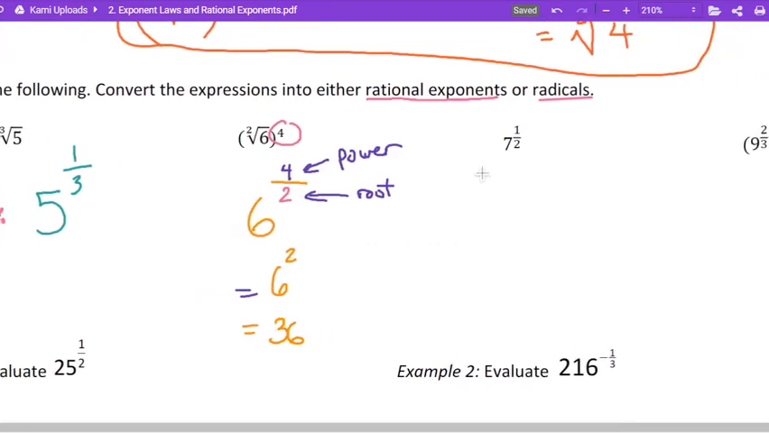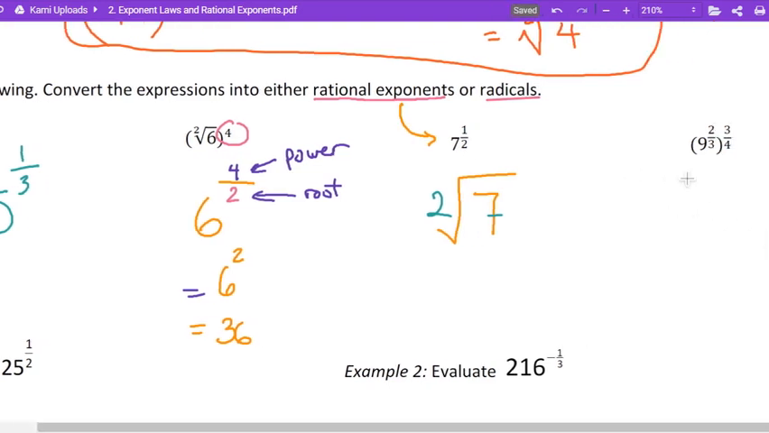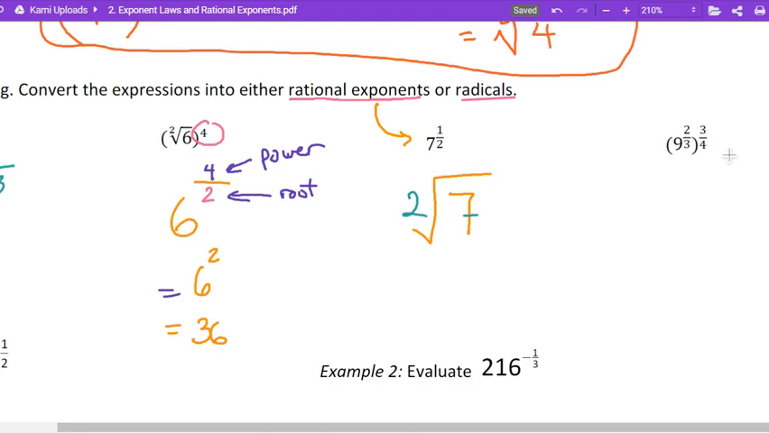Let's look at another example. Here I am given an expression in rational exponent form, so I need to write the radical form. Once again, the base becomes the radicand. We draw the radical symbol. The denominator is a 2, and that becomes the index. Since the numerator is a 1, I do not write 7 to the power of 1. So I leave it as the square root of 7. Because I cannot evaluate this to get a perfect integer, I leave it.